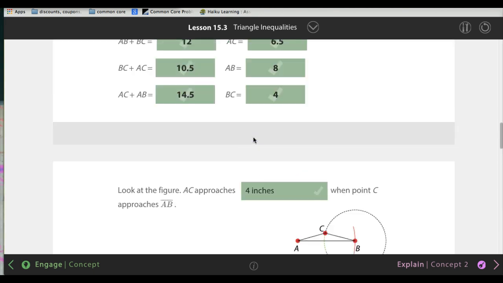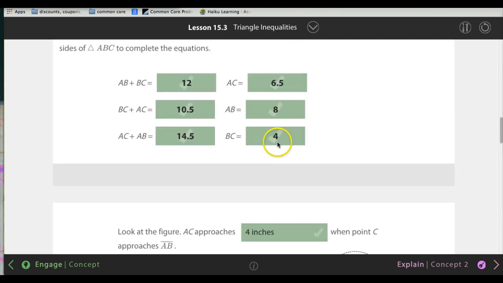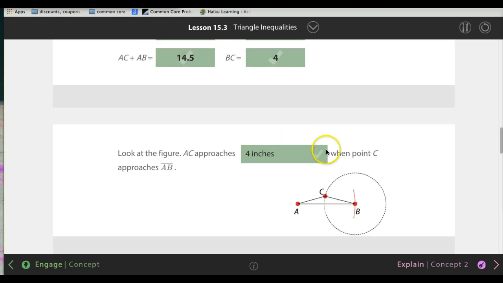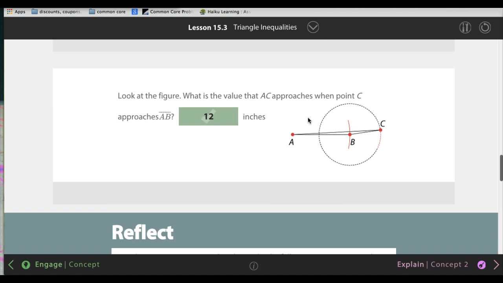Because if you look over here, BC is 4 inches, right? So if it comes all the way down, it's pretty much going to be the same length as this one, okay? So that's going to be how long AC is going to be when point C gets down here, okay? Which is kind of weird, I know. But just stay with me.